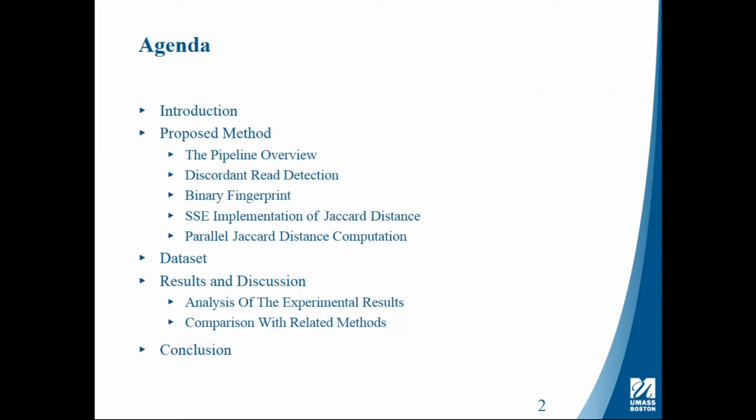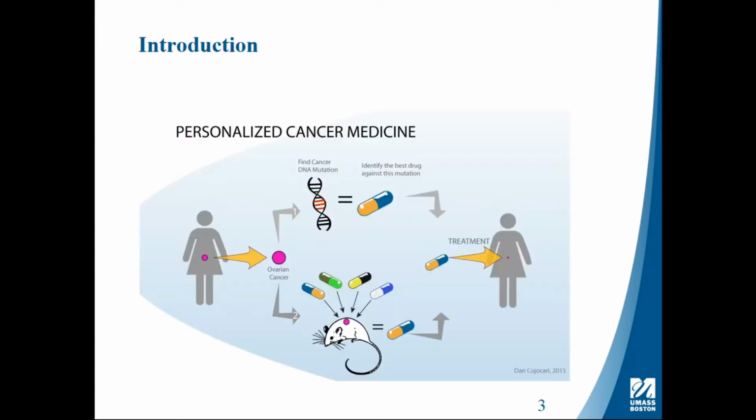At first I'm going to talk about the introduction, then we're going to jump into the proposed method. I'm going to go through each step of the pipeline. I'm going to introduce what binary fingerprints are and how we implemented them using SSE instructions and came up with a parallel method to compute the Jaccard distance. We're going to go through the dataset and discuss the results and impact of our method, and we're going to end with a conclusion.